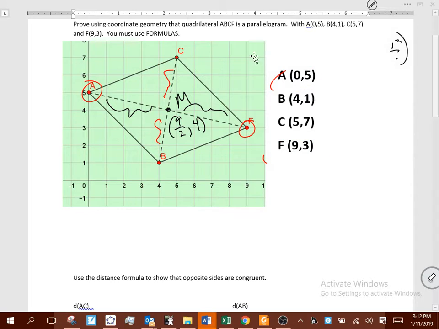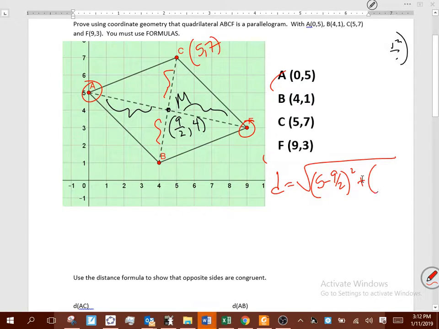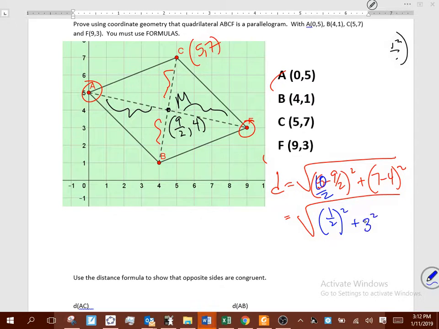Let's do, if this is what, 5, 7. So if I do the distance between C and M, I'm going to do 5 minus 9/2 squared plus 7 minus 4 squared, right? How do I subtract fractions? I need a same denominator. So it's got to be a 2, and that turns into a 10 there, right? So give me 1/2 squared. And this is going to give me 3 squared.